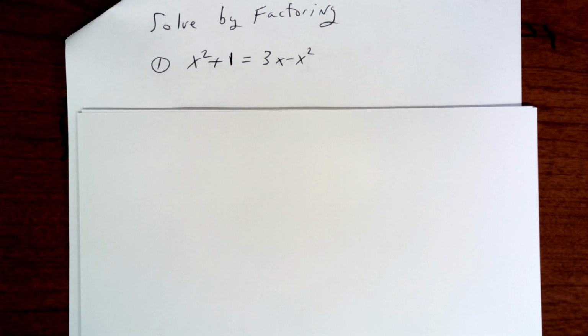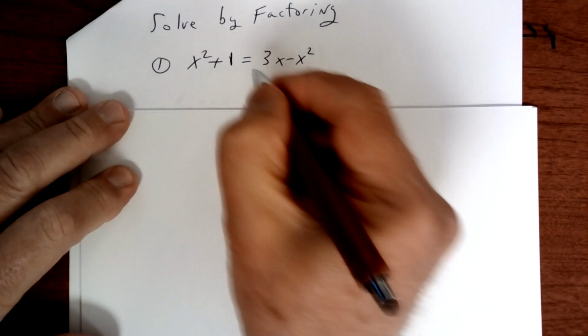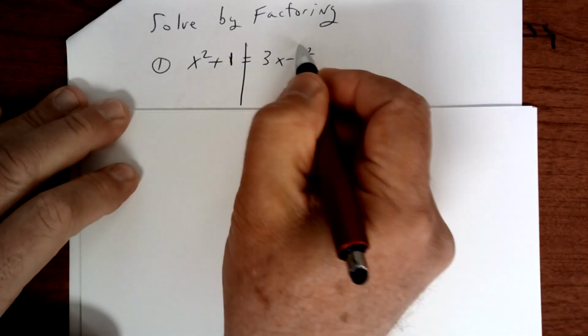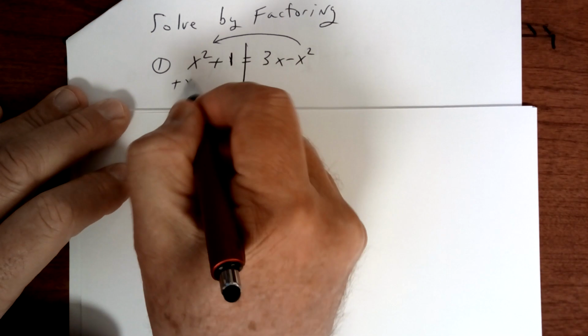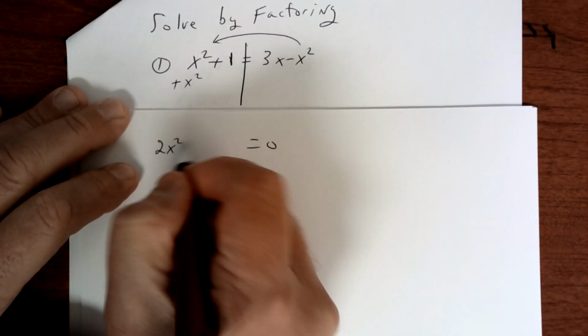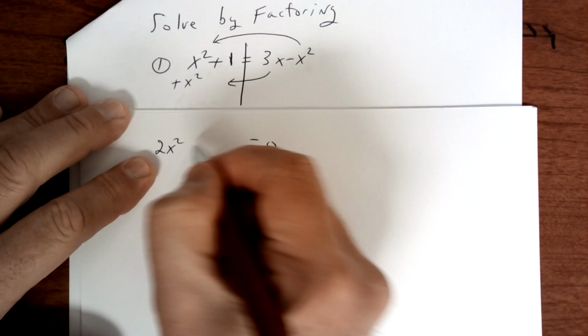If you're going to solve it by factoring, you've got to get it equal to 0. So move this over here, and you're going to add x squared. So it's 2x squared. You're going to move this over, minus 3x plus 1.